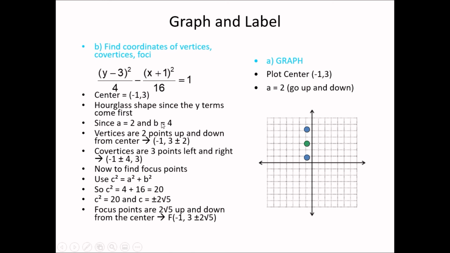We have B, 4 units. From center left, we will count 4. 1, 2, 3, 4. There. And from center to the right, we will count also 4 units. 1, 2, 3, 4. Alright. Then we are ready to draw the invisible rectangle. And of course, we are ready to draw the asymptotic line and the hyperbola.